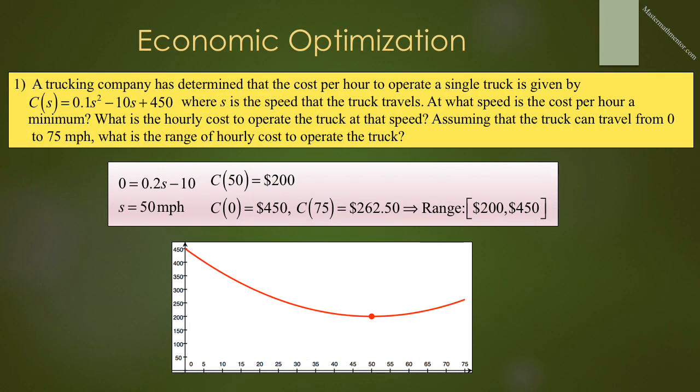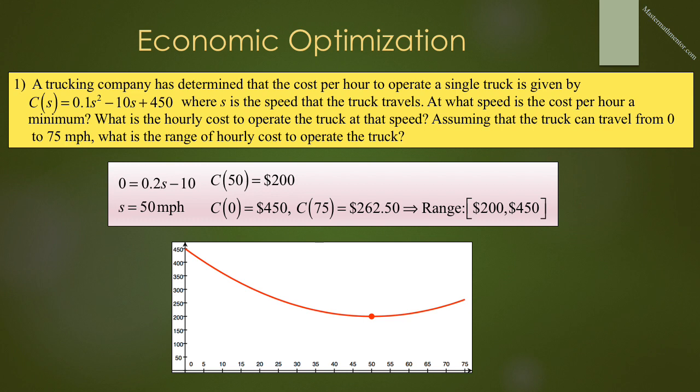Number 1 reads, a trucking company has determined that the cost per hour to operate a single truck is given by C(s) = 0.1s² - 10s + 450, where s is the speed that the truck travels. At what speed is the cost per hour a minimum? What is the hourly cost to operate the truck at that speed? Assuming that the truck can travel from 0 to 75 miles per hour, what is the range of hourly cost to operate the truck?